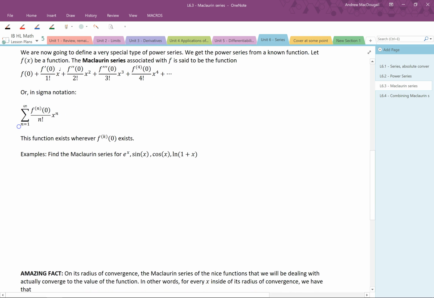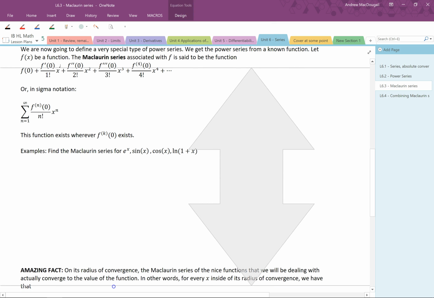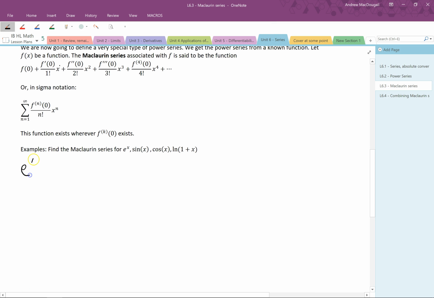Okay, so this is weird. Let's do an example. Maybe that will help. Let's look at e to the x. Let's get its Maclaurin series. Well, f of 0 is e to the 0, which is 1. The nice thing is all the derivatives of e to the x are e to the x. So f prime of 0 is also 1. f double prime of 0 is 1. And this will keep going.